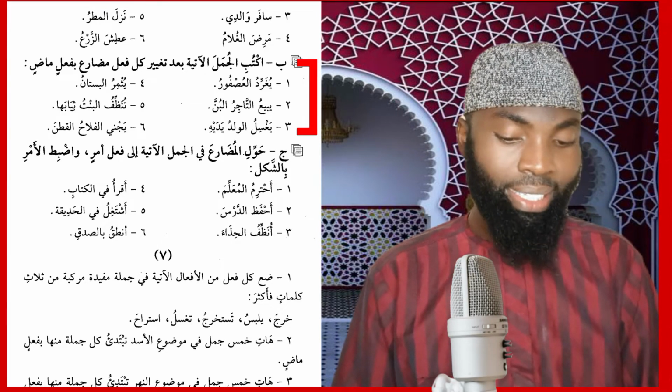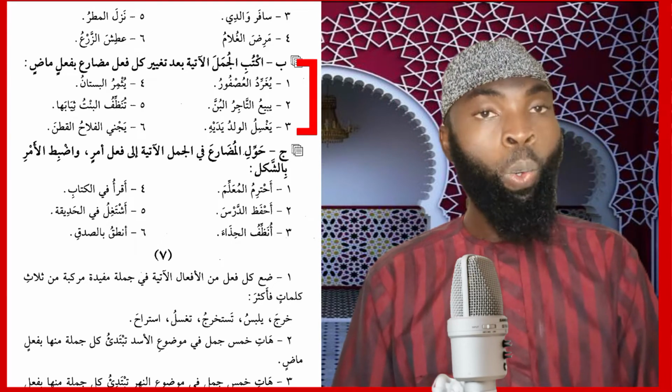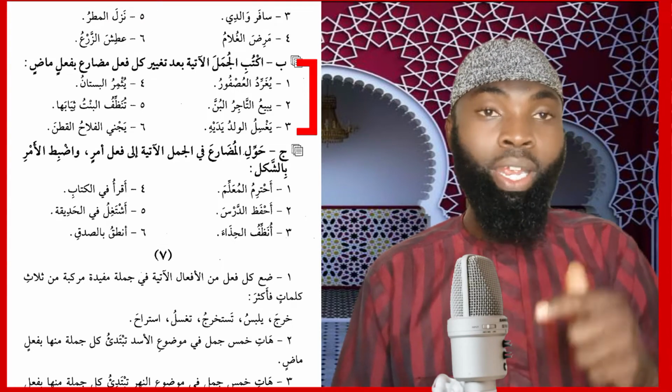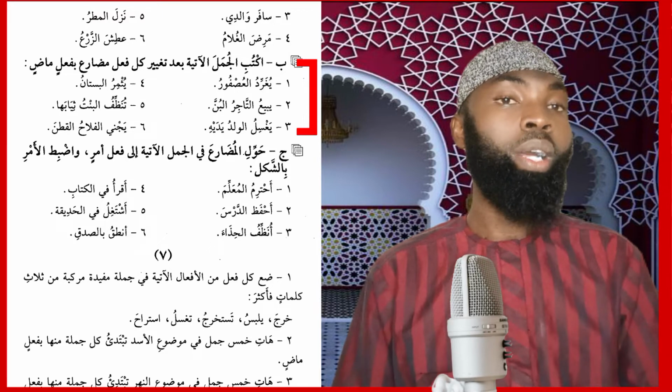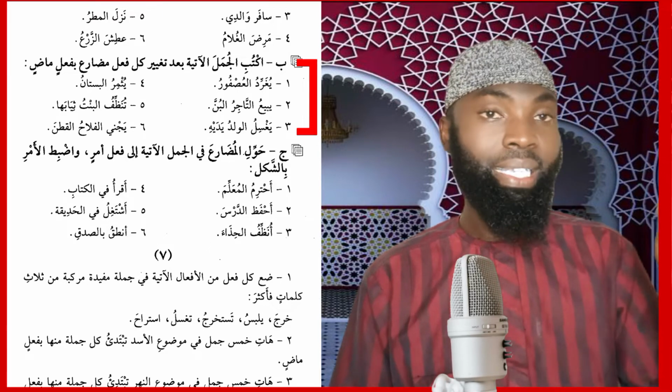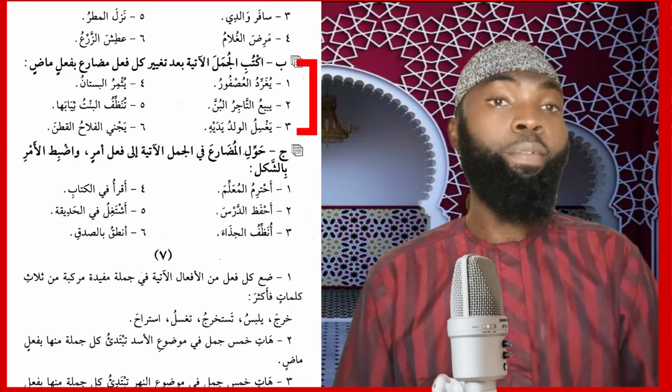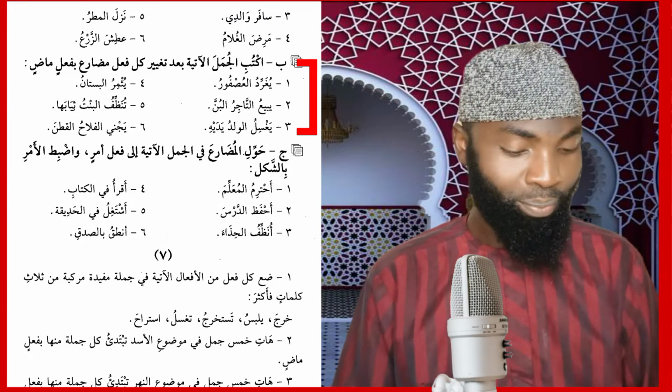Number 6, we see يجني الفلاح القطن. The farmer is harvesting the cotton. We can say جنى الفلاح القطن. The farmer harvested his cotton. All of these words, we have changed them from their present form to their past form.